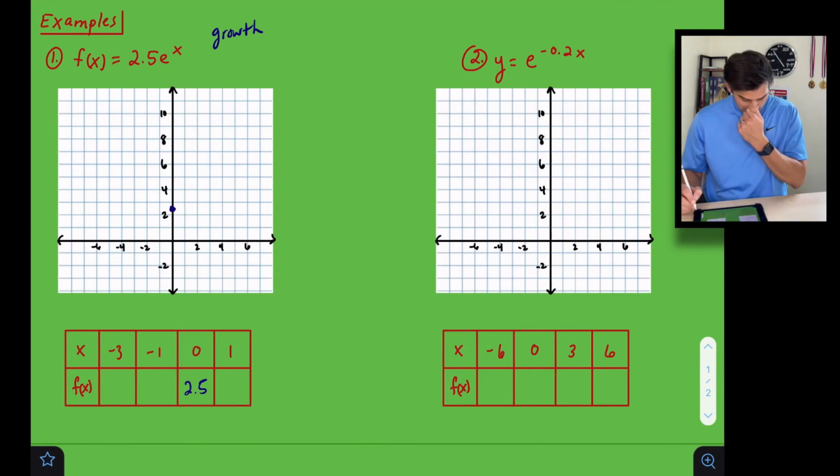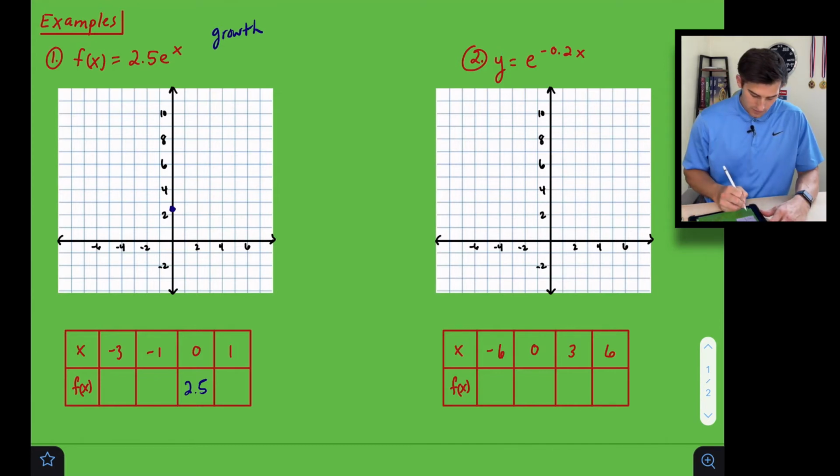All right, so now we're just going to use our calculator, and we're going to plug in the rest of these values that we see here. I'm going to use an x value of negative 3. So let's do 2.5 times e to the negative 3, and we get 0.124. So negative 3, 0.124, we'll put it about right there.